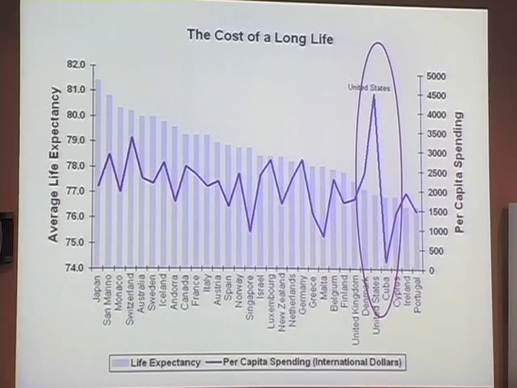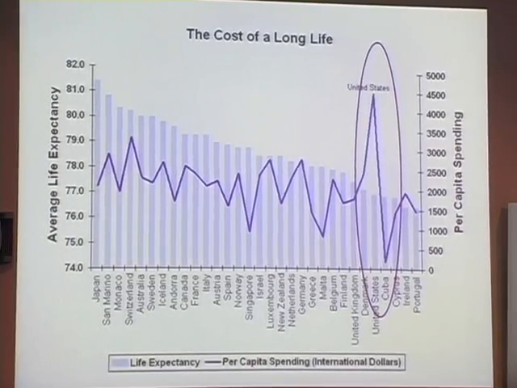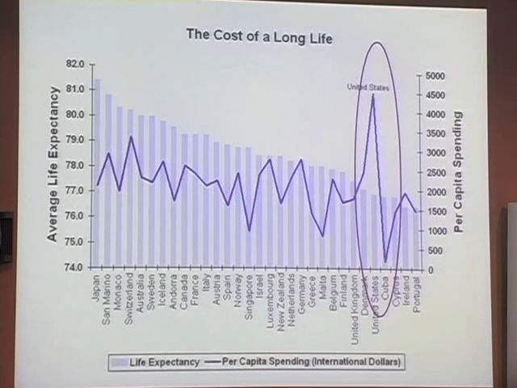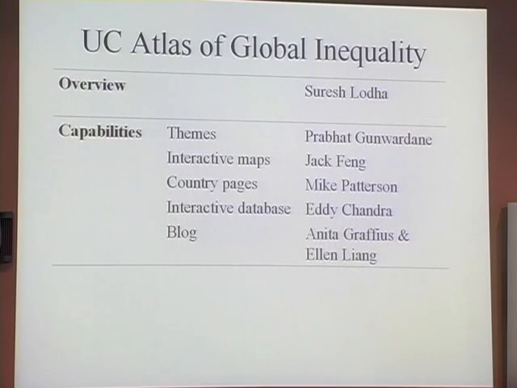And it confirms, at first we thought this was just a statistical artifact. It doesn't seem as though it is. It seems that the life expectancy figures from Cuba are perfectly okay, they're robust, and that the Cuban healthcare system does indeed provide very adequate healthcare at extremely low cost compared to the US. Okay, I'm going to hand over to Suresh Lodha, who's going to talk about introducing the atlas as a whole.